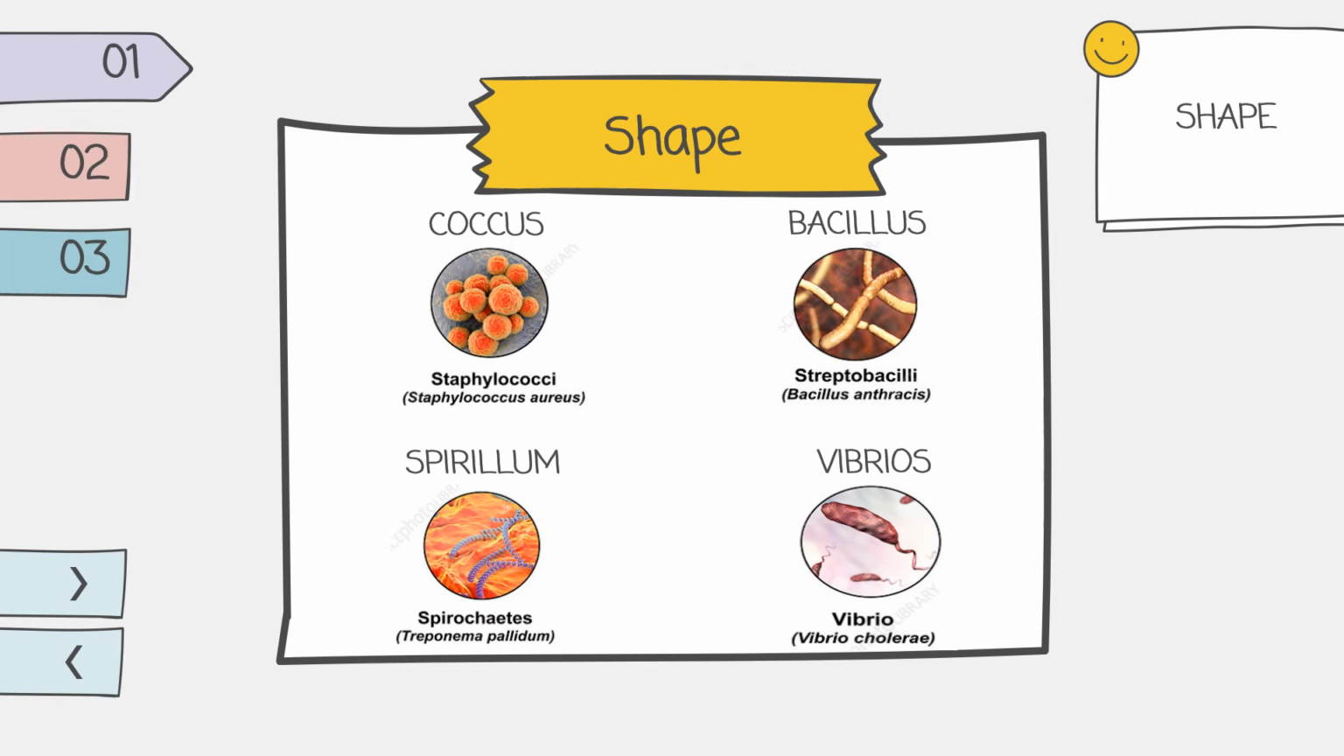There are four main shapes of bacteria. Firstly is coccus. Coccus is spherical in shape. They come in single or a pair or chains or colony. For example, Staphylococcus.